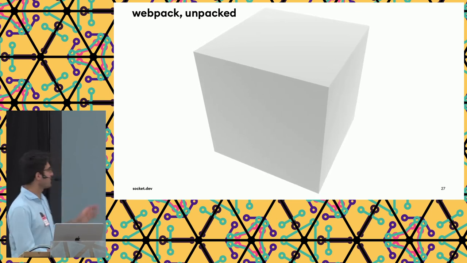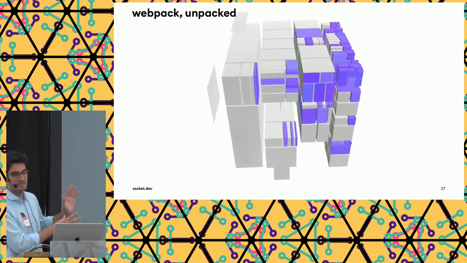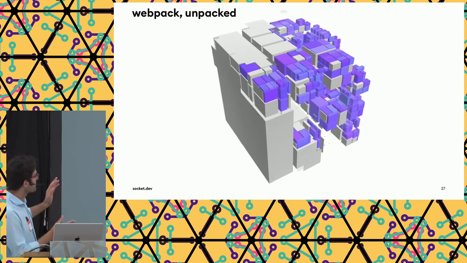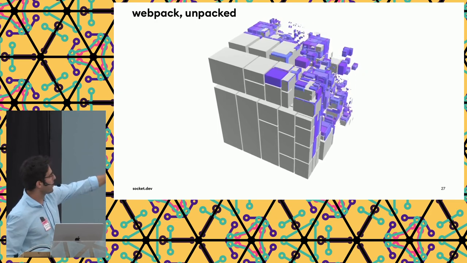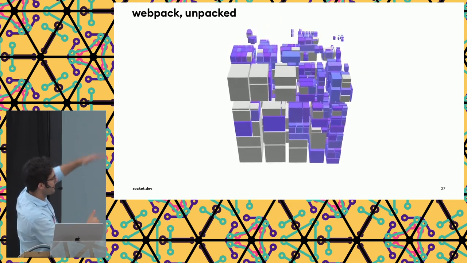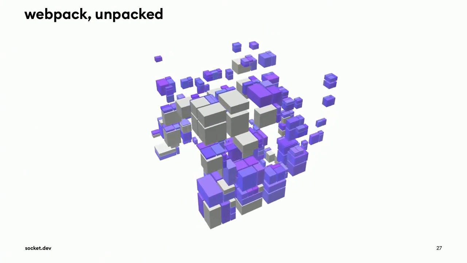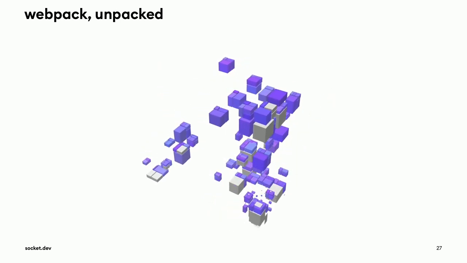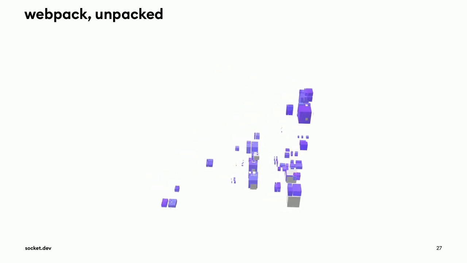So this is a visualization that we made at Socket that demonstrates just one dependency. This is Webpack, the popular package that everybody uses. What's going on here is each gray box is a package, and every purple box is a file. And we're peeling back each level of the dependency tree, one level at a time. You can see within each package, you have multiple other packages and multiple files. And the size corresponds to the amount of code in each of those files. And this is just one dependency.